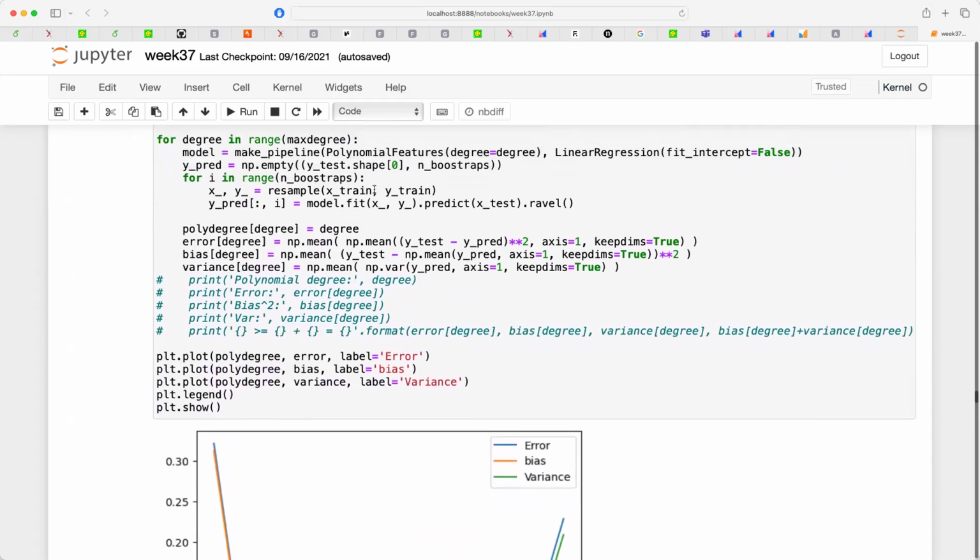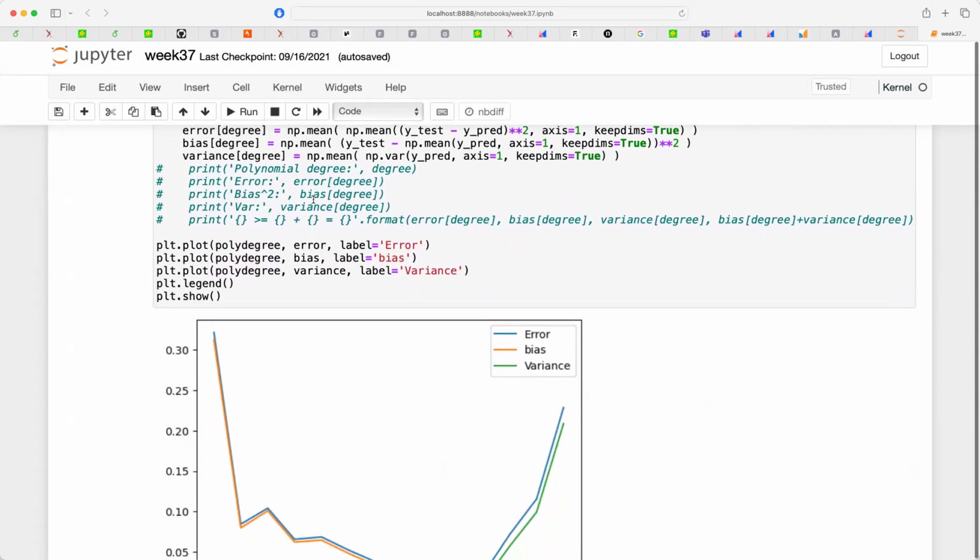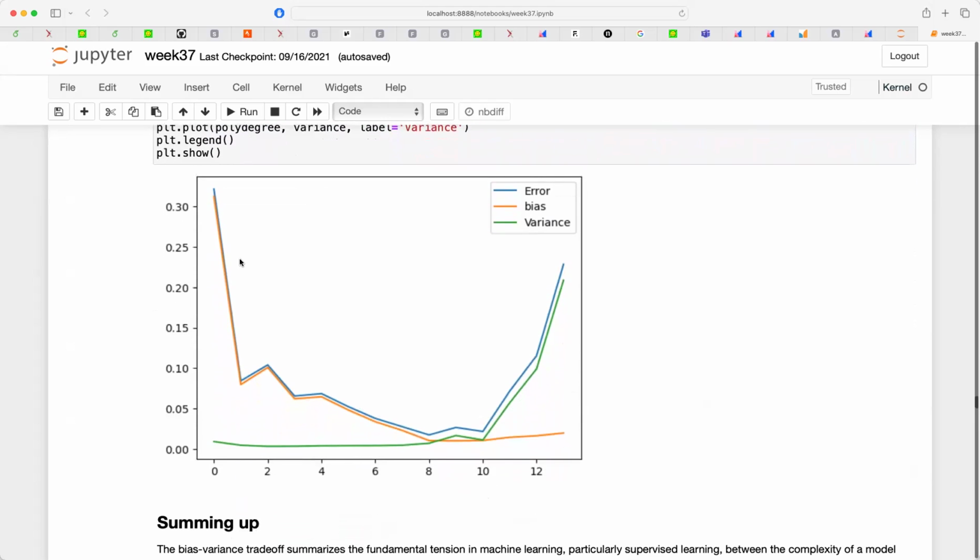So this is an example with bootstrap, where I simply use this function, which you also have in scikit-learn, which is called resample. The resample function reshuffles your data with replacement. And then you train the model and you make a prediction. And then you calculate the error for every type of resampling for the complexity. You calculate a mean error, a mean bias, and a mean variance.